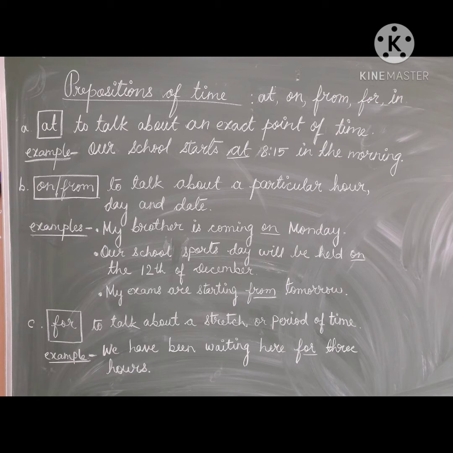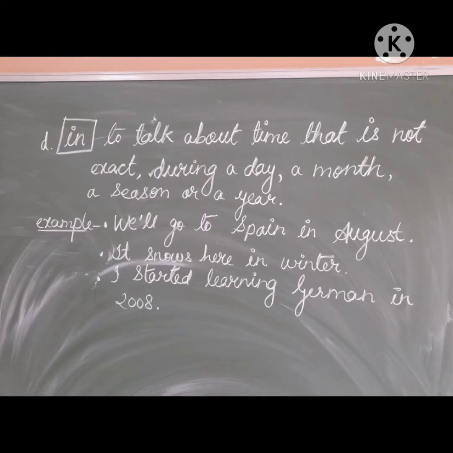In. We use in to talk about time that is not exact, like during a day or a month, a season or a year. Nothing particular is given here. For example, we will go to Spain in August. So children, in August. Why in August? Because here only the month is given, no date, nothing extra. So we have used in here.